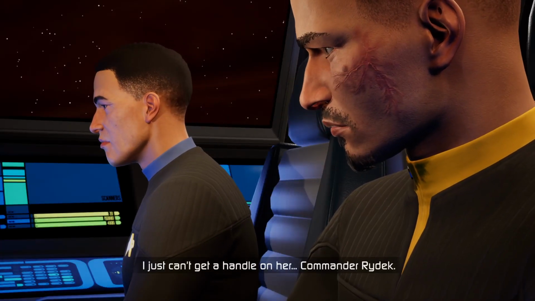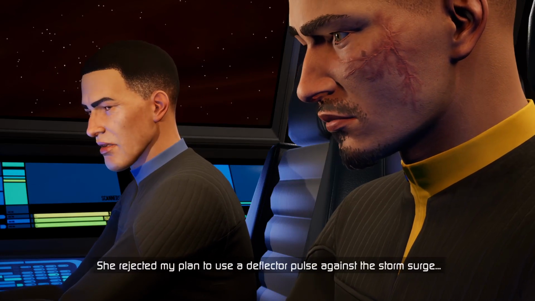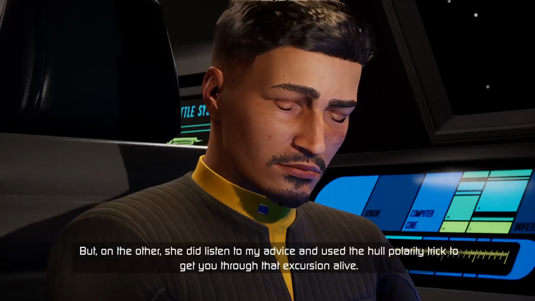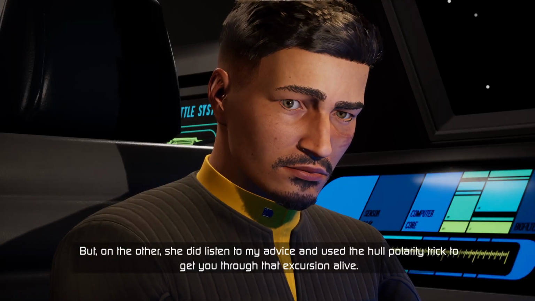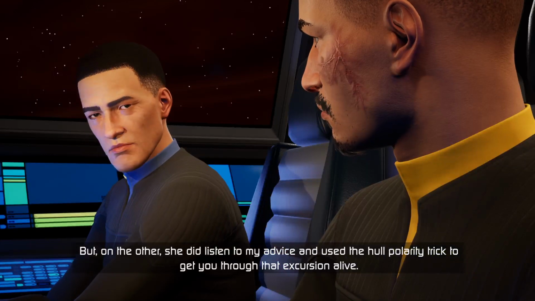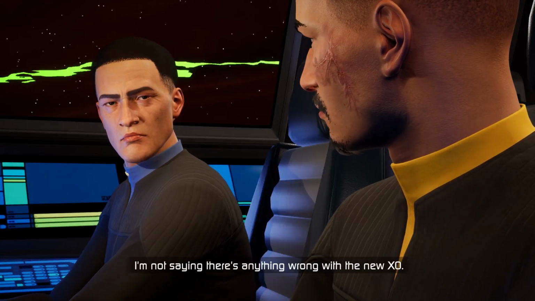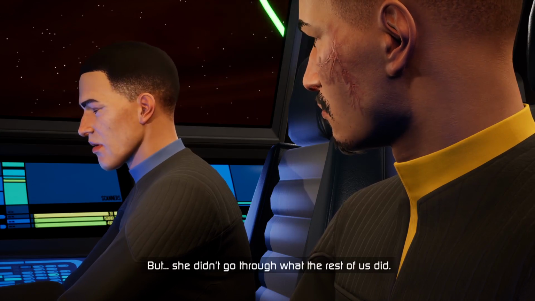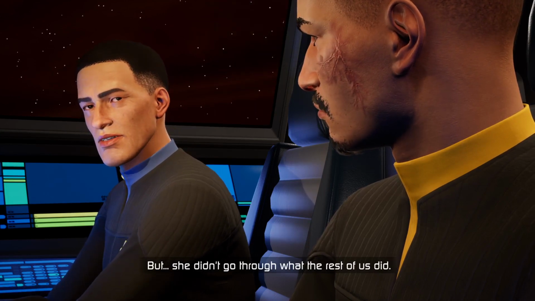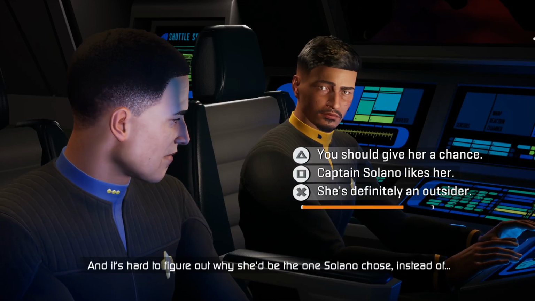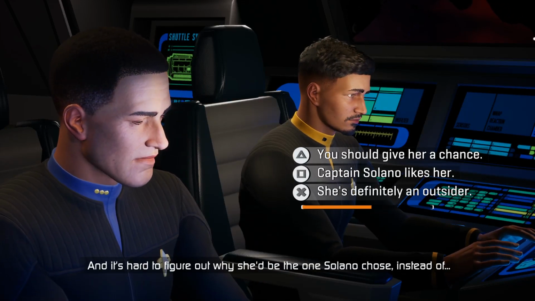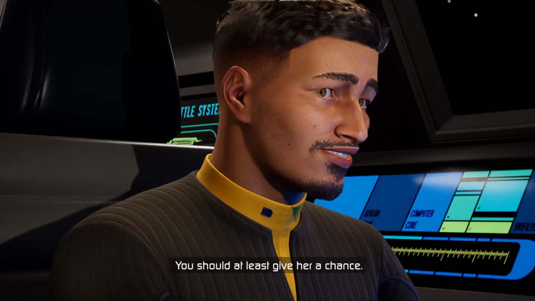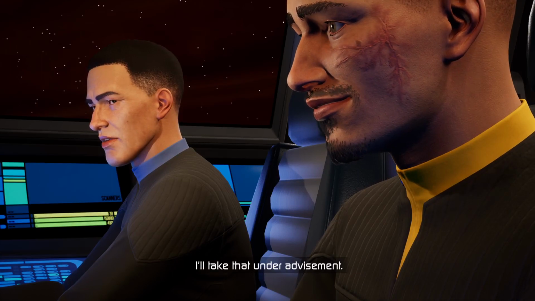Just can't get a handle. Commander Ryder. She rejected my plan to use a deflector pulse against the storm surge. But on the other hand, she did listen to my advice and used the whole polarity trick to get you through that excursion alive. I'm not saying there's anything wrong with it, so I'm sure she's a fine officer, even if we don't see eye to eye. But she didn't go through what the rest of us did. You know that. And it's hard to figure out why she'd be the one Solana chose instead of, well, one of us. I've heard some good things. You should at least give her a chance. We'll take that under advisement.